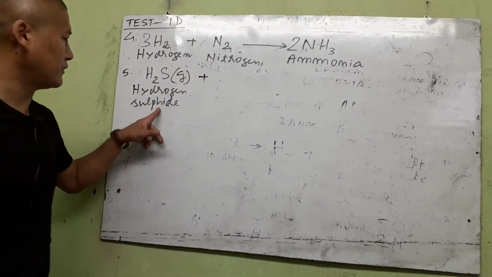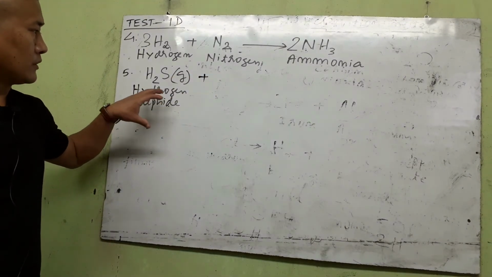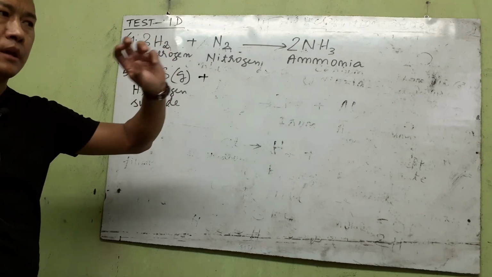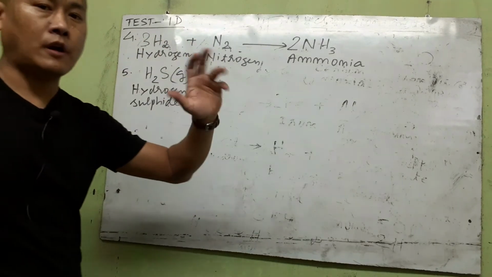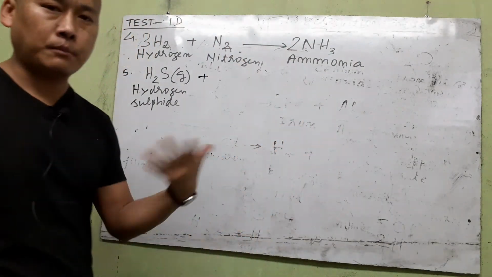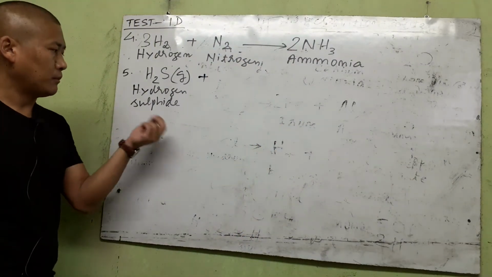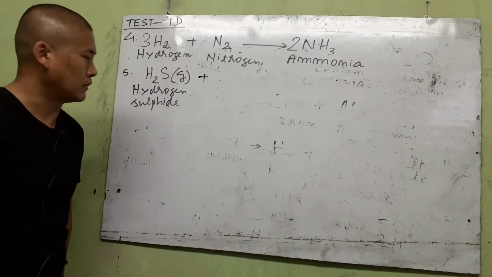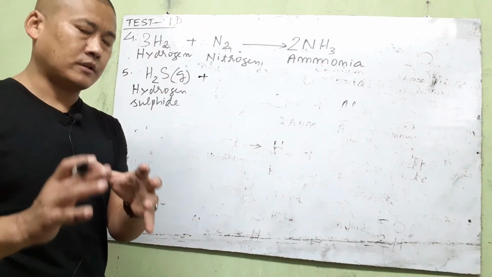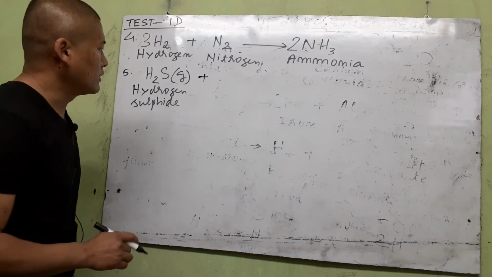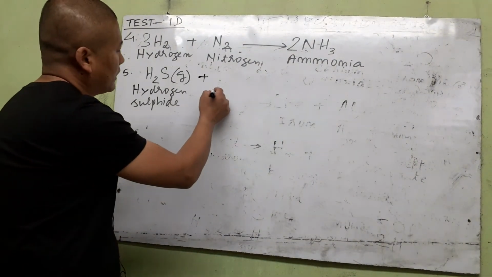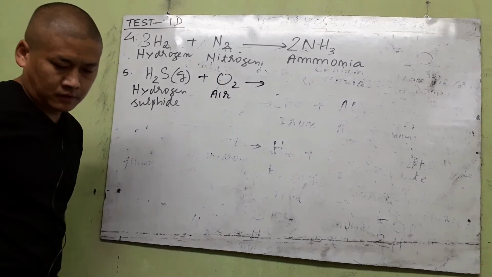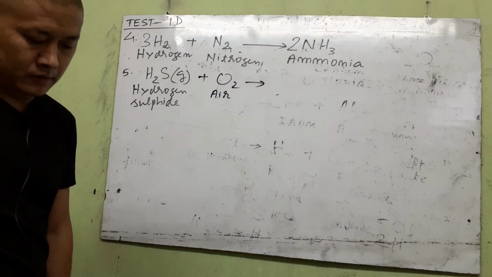As we said in the previous class, hydrogen sulfide gas is a colorless gas with the smell of rotten egg, a foul smell. Foul means not pleasant. That's how we can identify hydrogen sulfide gas in the laboratory. Hydrogen sulfide gas burns in air, meaning oxygen, to give water and sulfur dioxide.